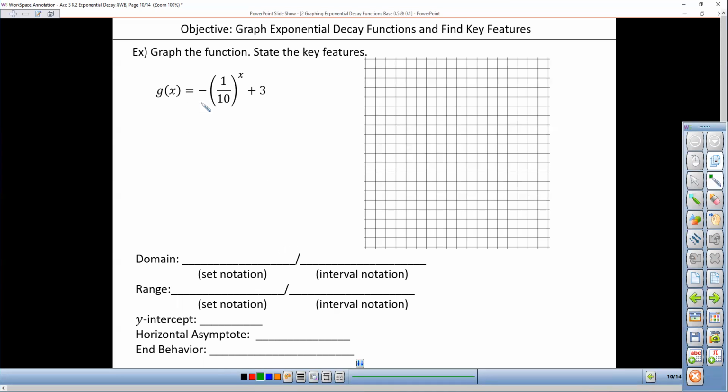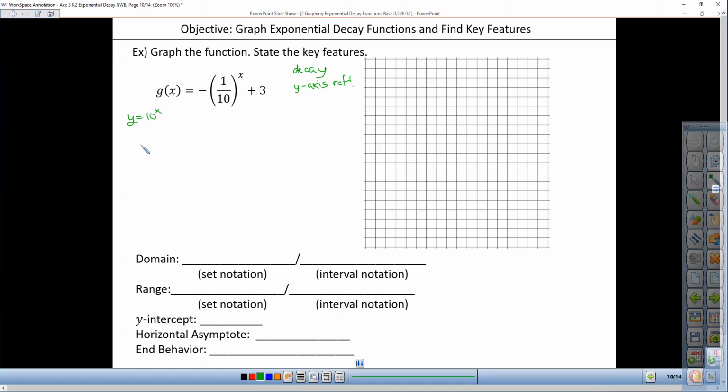So for this one, we have 1/10 and x is positive. So it tells us our base is 1/10, which tells us decay because it's between 0 and 1. Because I have a decay function, I'm going to do that y-axis reflection. I'm going to start with my growth points, which come from y equals 10 to the x. So I'm going to use my x of -1, 0, and 1.